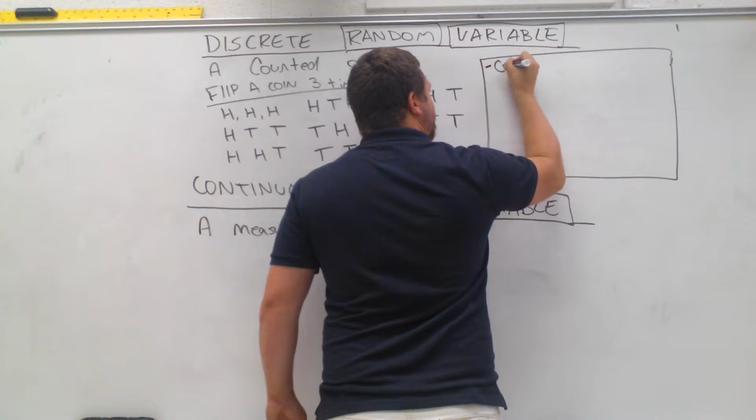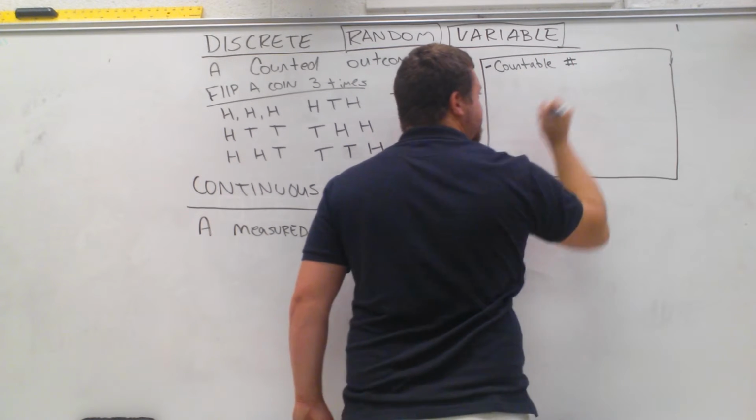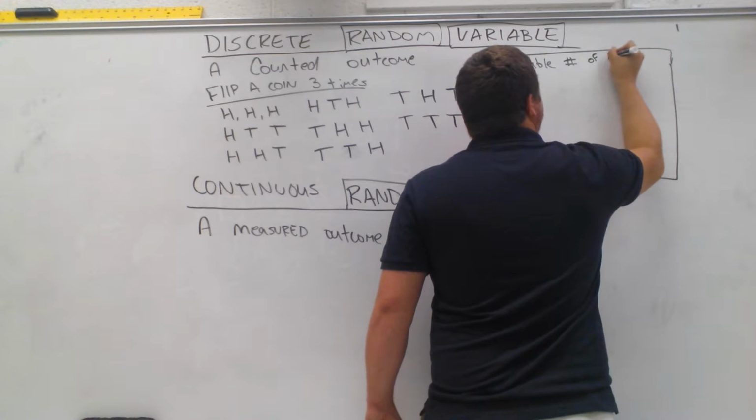First bullet, countable number of outcomes. Number, not just hashtag, but number of outcomes.